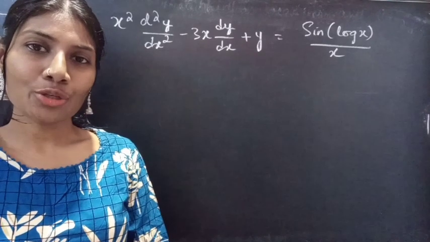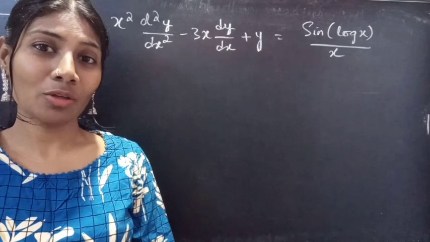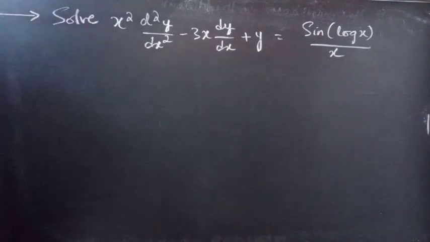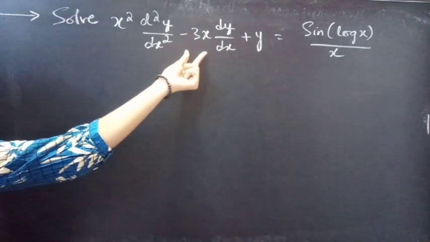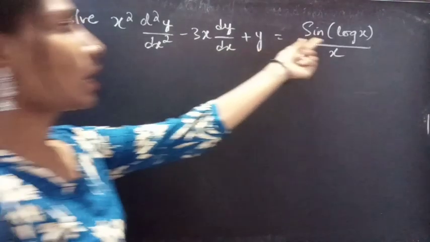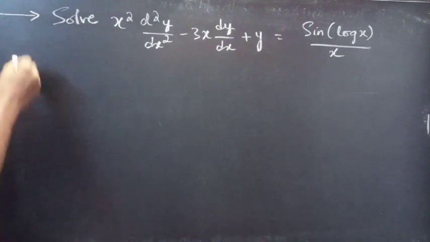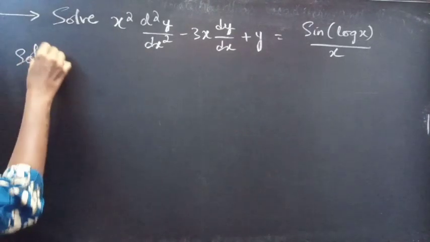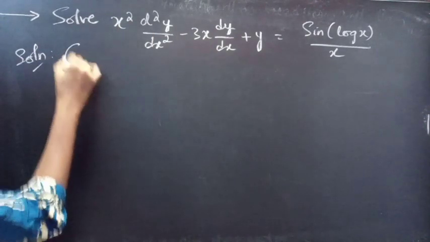In this video, we are going to solve a differential equation from higher order linear differential equations with variable coefficients. So let's get going. Problem. Solve x square into d square y by dx square minus 3x into dy by dx plus y equals to sine of log x by x. See, we are given variable coefficients.